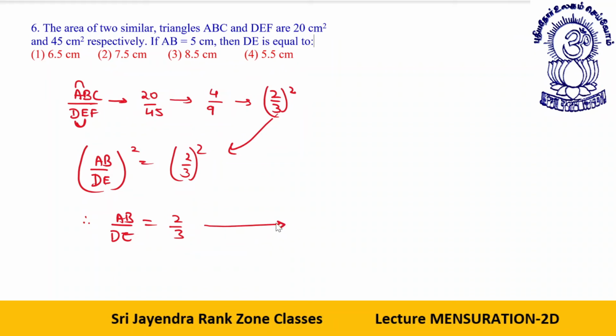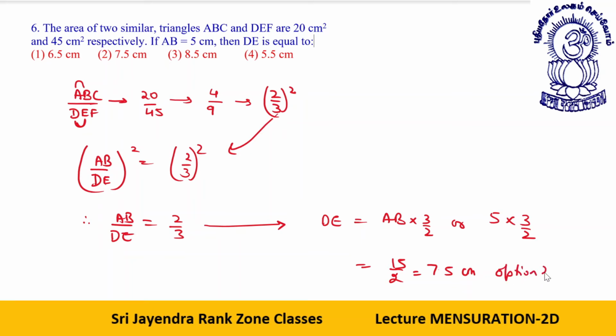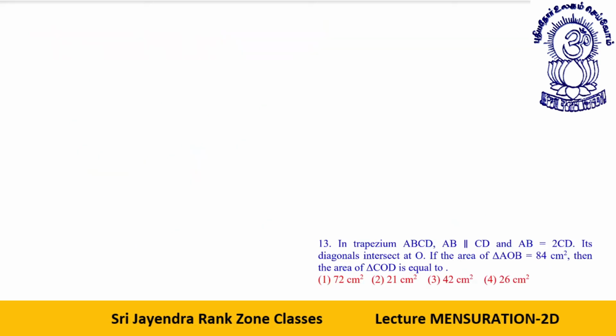From here, I can say DE is equal to AB into 3 by 2, or 5 into 3 by 2, 7.5 centimeter. Option number 2 is the answer. Clear to all students? You can have a look at it. Next one.